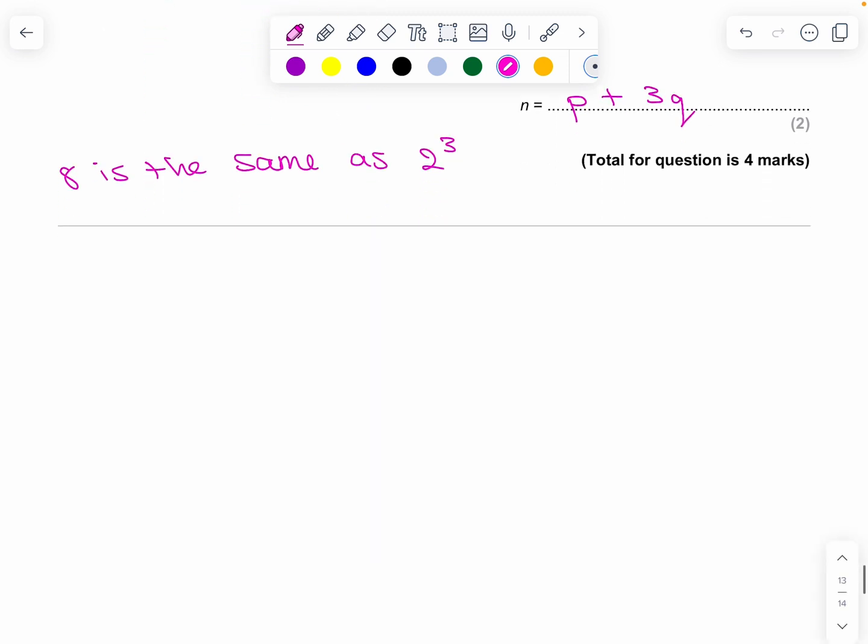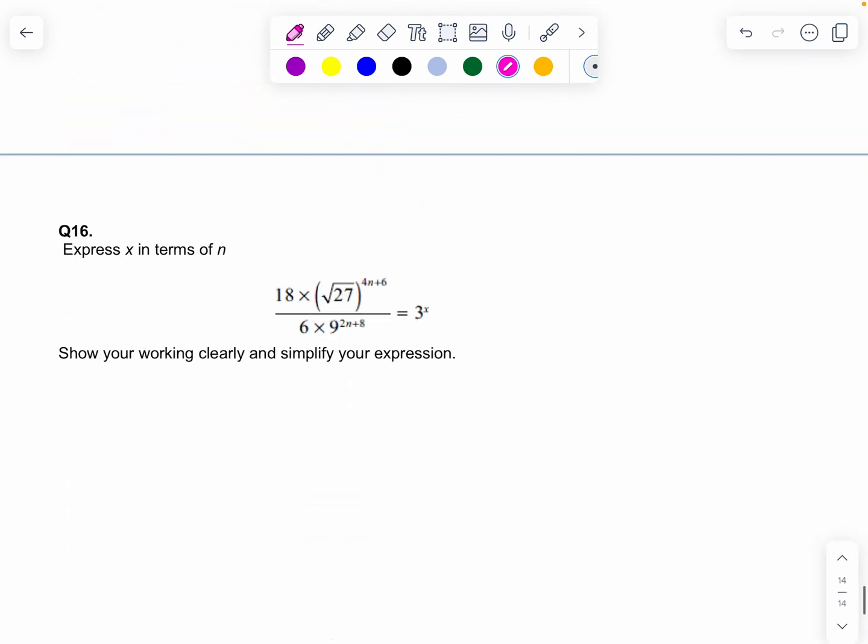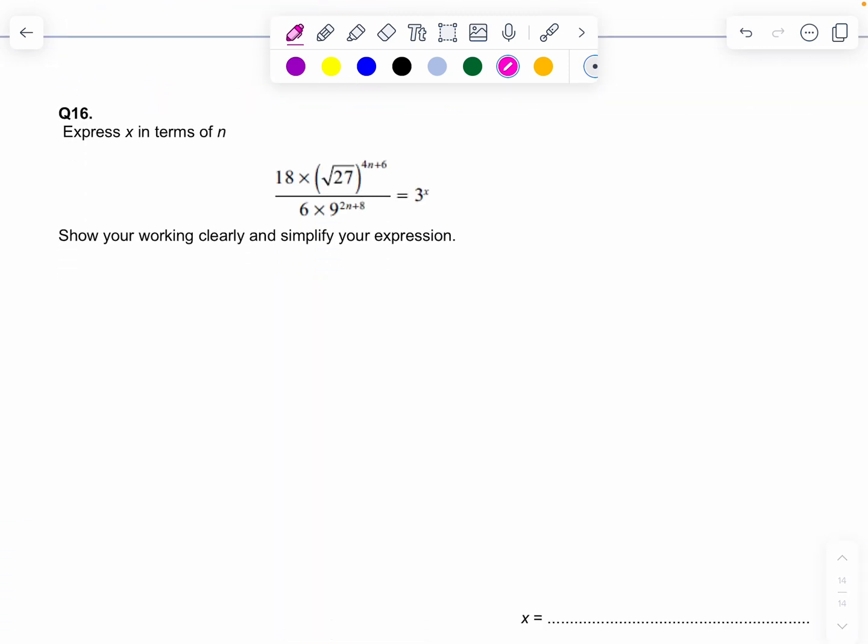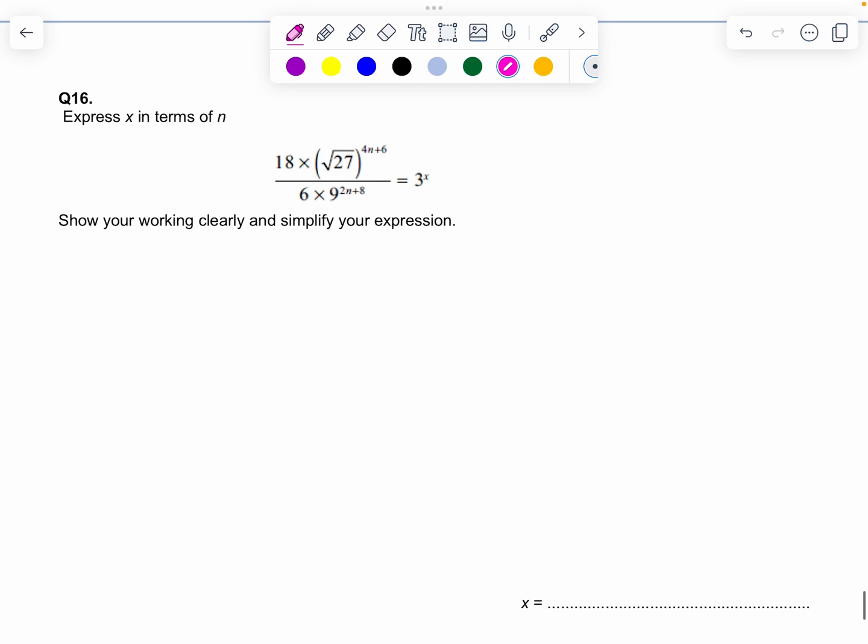So let's do the next one, which is another index law question. And this was quite tricky, and I would say this is a grade 9 question in terms of index laws. So let's have a look. We've got 18 times, so the trick again, if you look on this side, it's 3 to the power of something. So I know that I want to reduce everything here, which is going to be a little bit tricky, to 3 to the power of something.